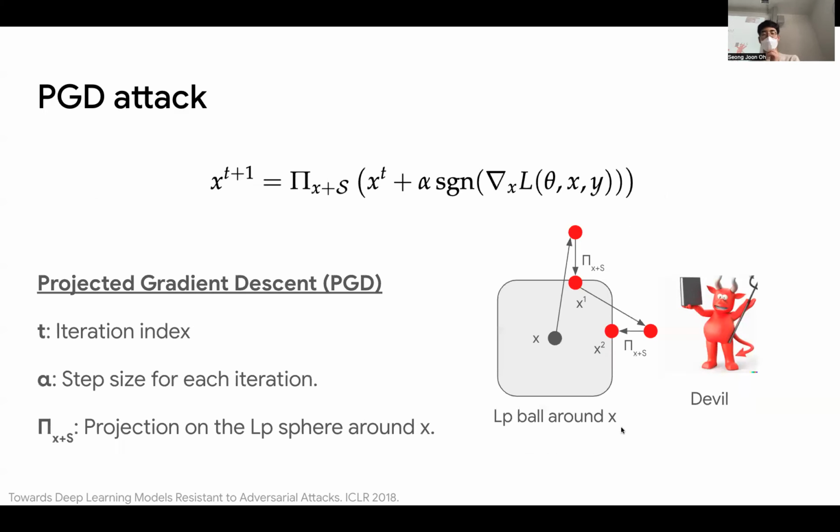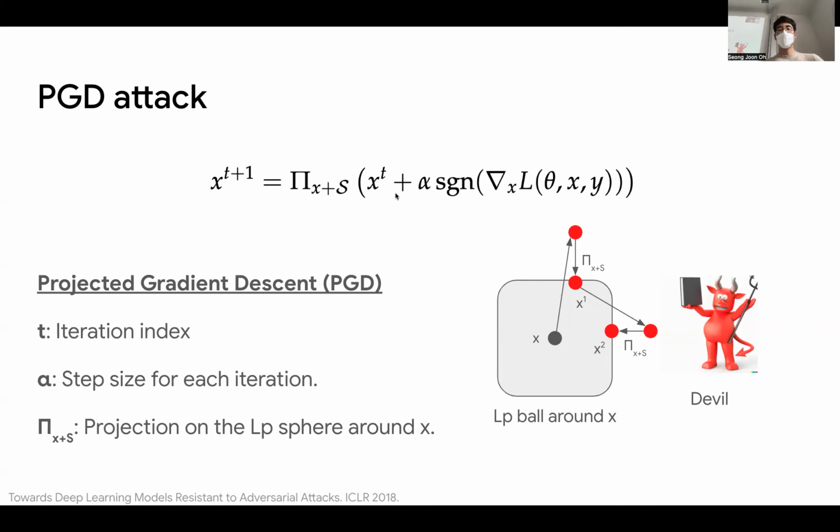And the algorithm looks like this. This is again the signed input gradient as in FGSM. So you take the input gradient of the loss function first, and then take the sign, and then apply some step size alpha. So far it's FGSM, but then you do it multiple times, basically for multiple t's.